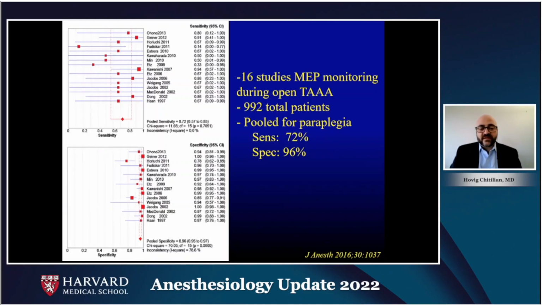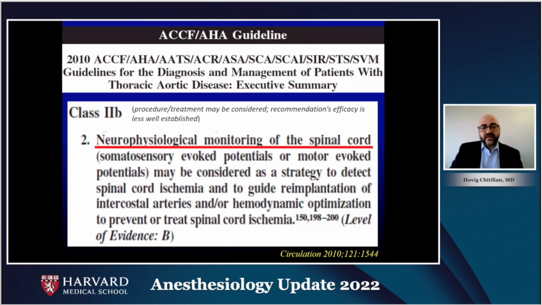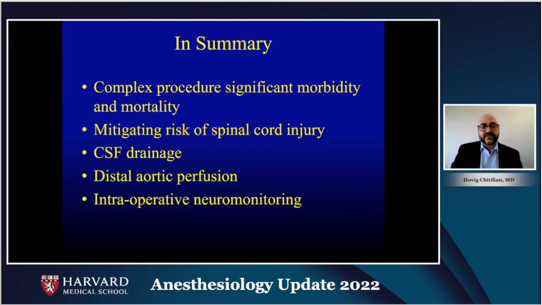There's also some disagreement as to whether the interventions that are made based on the motor evoked potential monitoring make a difference or not. That being the case, most large centers that do these procedures do monitor motor evoked potentials, and do proceed with interventions if there are any changes. Given the data, the guidelines really make it a class 2B recommendation, meaning the procedure or treatment may be considered, and that the efficacy is less well established.